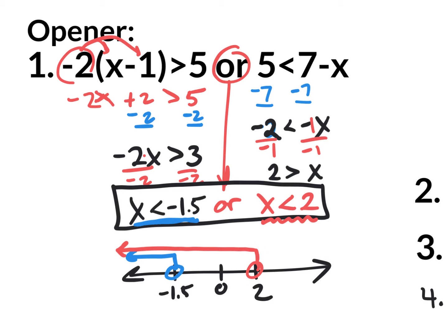So what is our final answer that we're going to put on our answer key? X is less than 2. You're not going to put that one right there. Just x is less than 2. Special case. Same type of problem. Let's do number 2 right here.